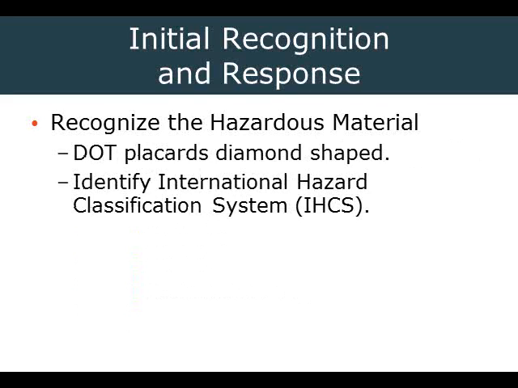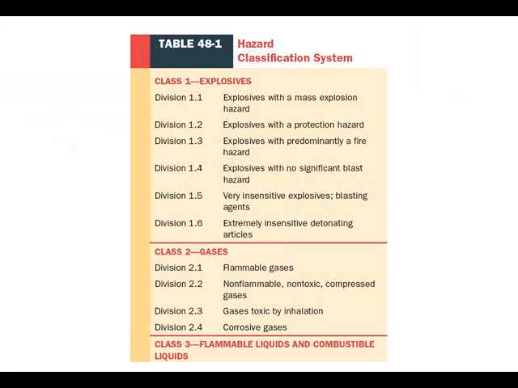So the DOT placarding system helps us identify the International Hazard Classification System, and it's a placarding diamond that you see all the time on semi-trucks, but occasionally on other vehicles such as trains, and then occasionally even in water transport. So this gives us some information about the nine major classes of chemicals that we may run into.